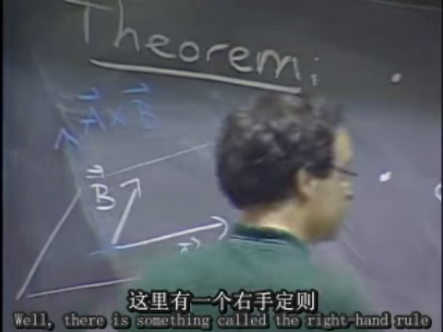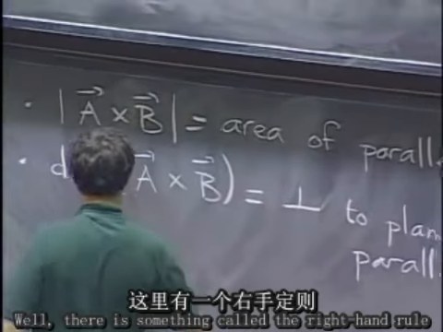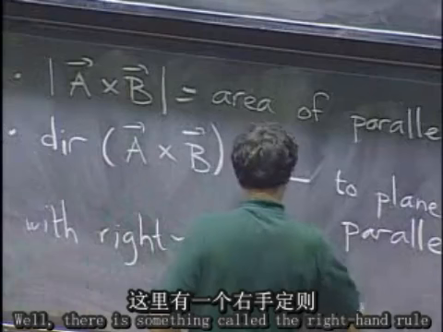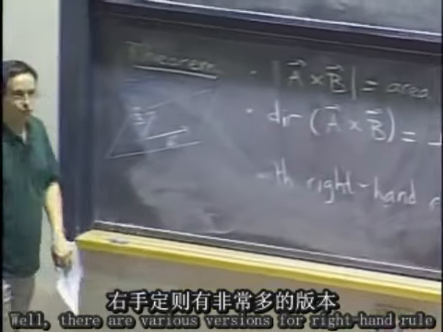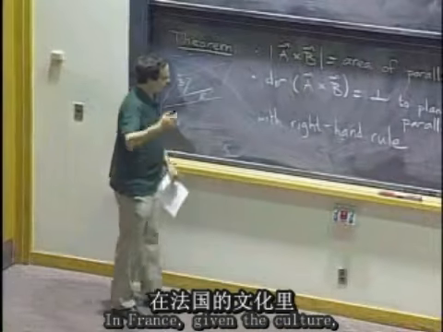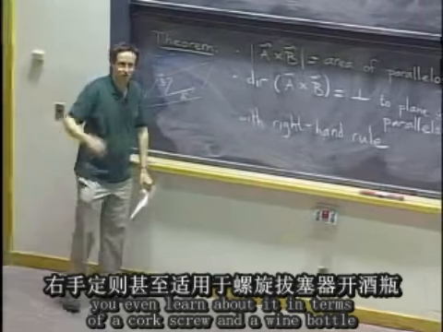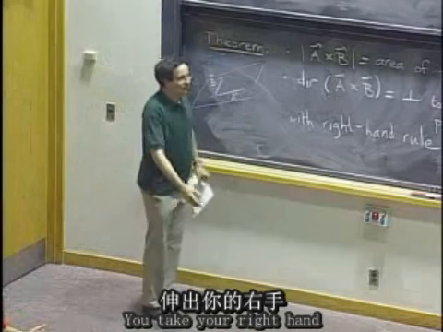Well, there's something called the right-hand rule. Okay, so what does the right-hand rule say? Well, there are various versions of the right-hand rule depending on which country you learn about it in. In France, given the culture, you even learn about it in terms of a corkscrew and a wine bottle. But I think I'll just use the usual version here.